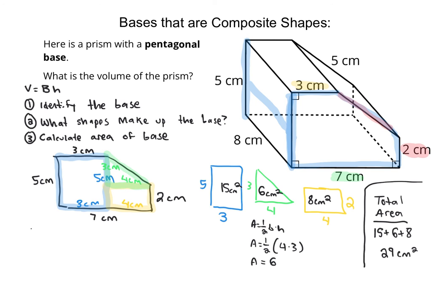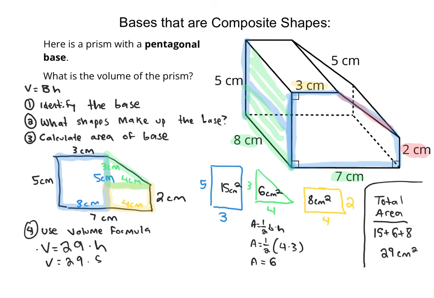So our next step, number 4, is we want to then multiply the area of the base by the height of the figure. So volume is 29 times the height, and in this case, the height of our figure is 8 centimeters, because that is this length right there. Therefore, that's that length this whole way. So 29 times 8, volume is 232 centimeters cubed, because we now have length, width, and height. So we are working in 3 dimensions.